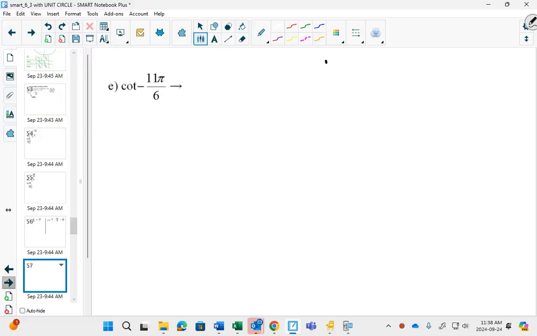Cotangent. So first, I would figure out the same thing with tangent. Negative 11 pi over 6. Can you see that it's the pi over 6 family? Now, negative 11 pi over 6, we're going around in this direction. If I know 11 pi over 6 is in the 4th quadrant in the positive direction, can you see if you went 4 quadrants in the negative direction, it's going to be in quadrant 1.